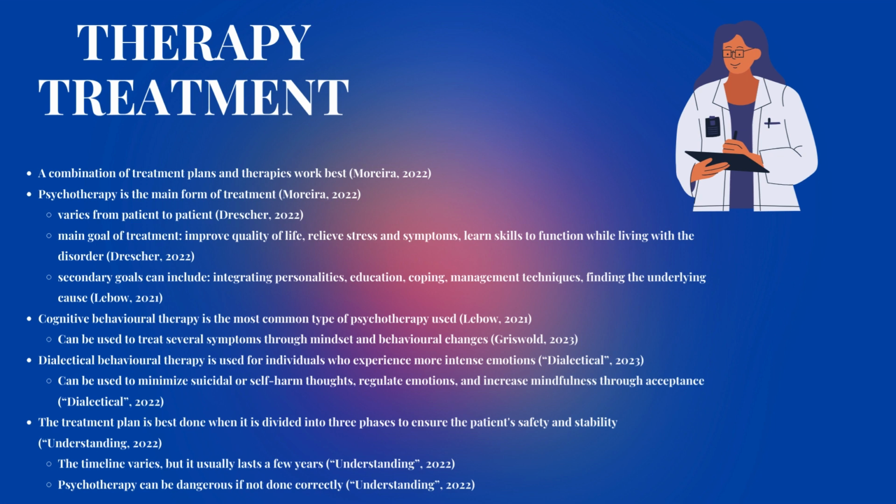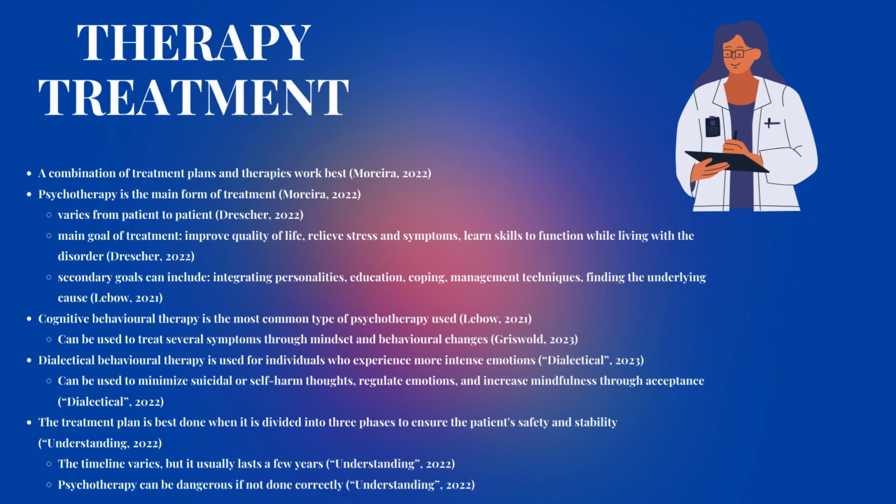Phase 1 focuses on the safety and the stability of the individual and aims to reduce any suicidal or self-harming thoughts as they begin to express their emotions, feelings, and thoughts. During this phase, the individual may learn new coping techniques and begin to accept that their feelings, thoughts, and emotions are completely valid and are a part of who they are.